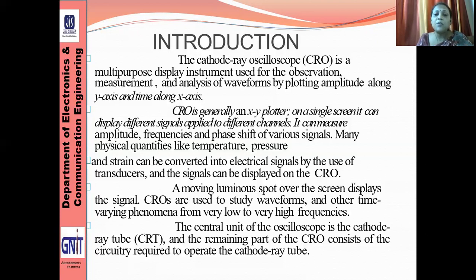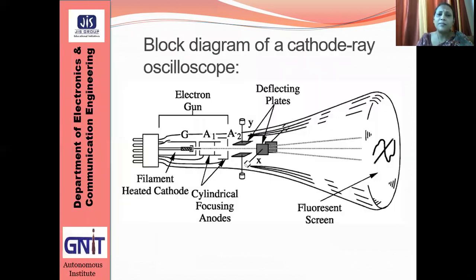The central unit of the CRO is the cathode ray tube, or we may call the heart of the CRO is the CRT, that is cathode ray tube, and the remaining part of the CRO consists of the circuitry. Different types of circuitry are there, we will study later on, and that circuitry is required to operate the cathode ray tube. So moving to our next slide, this is the block diagram of a cathode ray oscilloscope, very nicely given.